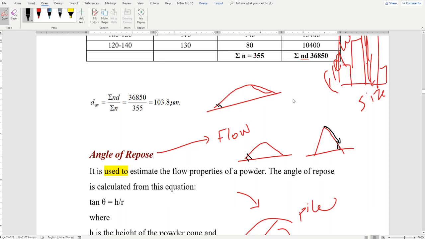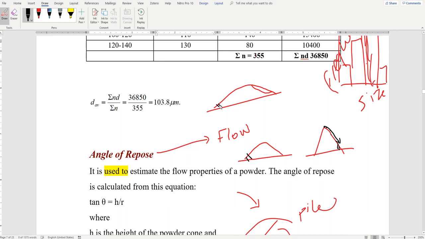So let's first say the following. The smaller the angle, the better or worse is the flow? Of course, the better is the flow. And the higher the angle, like in this case, the poorer is the flow. So by looking at the angle, we can indirectly, meaning in a non-direct way, describe the flow of the powder.